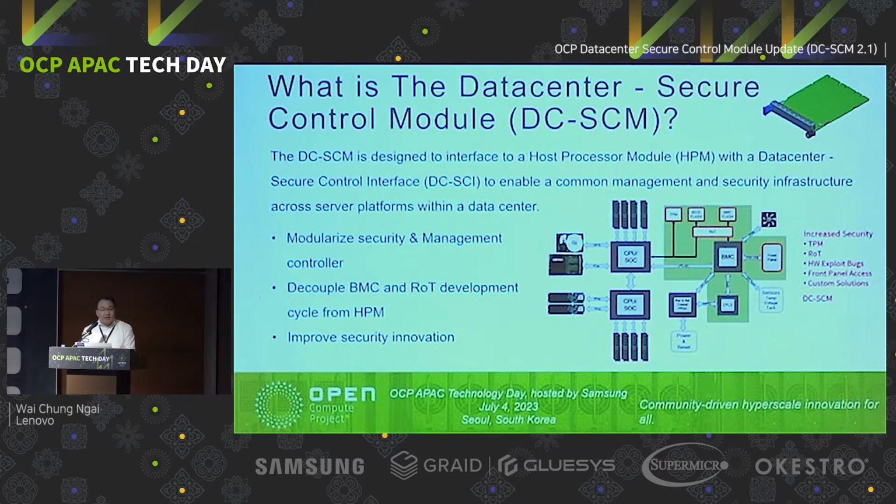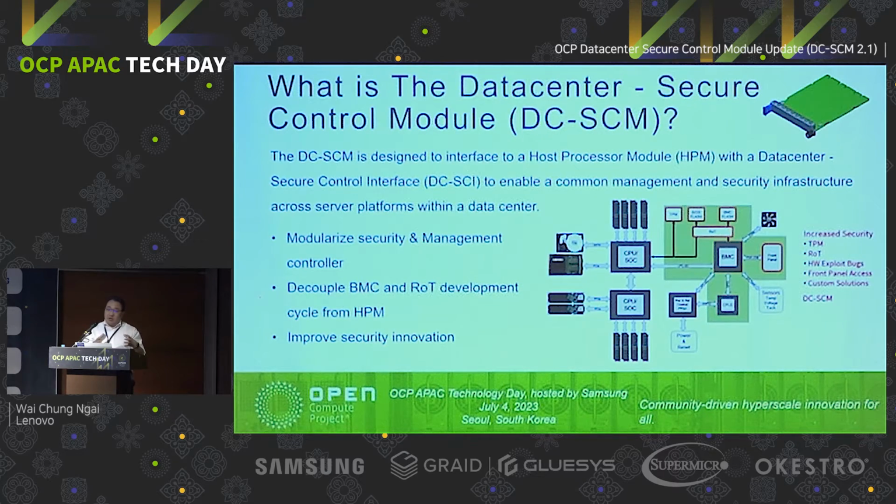So first of all, what is DC-SCM? When you look at this block diagram, it shows a traditional two-socket server design. You can see the two CPUs, memory, storage, and I/O connected to the left. And then you also have a bunch of management capabilities connected to the right. The DC-SCM is designed to interface with the HPM, which stands for host processor module.